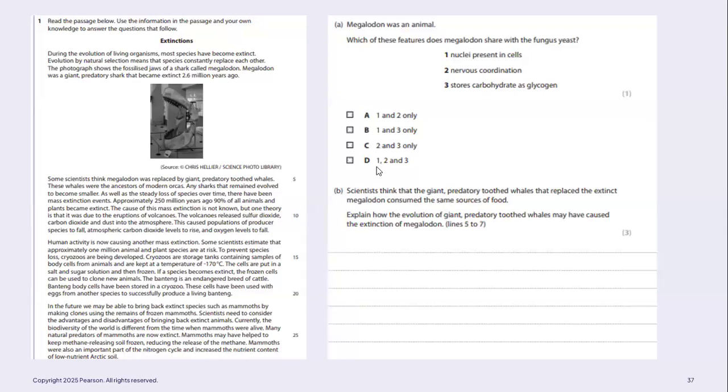So this is an example of a text. I won't ask you to read it now, but you have all got access to these slides if you want to go back and look at it afterwards. And then it talks about megalodon. It tells you it's an animal, and it asks you which features it shares with the fungus yeast. They do not need to actually know anything about megalodon. They need to just know what features an animal shares with a yeast cell.